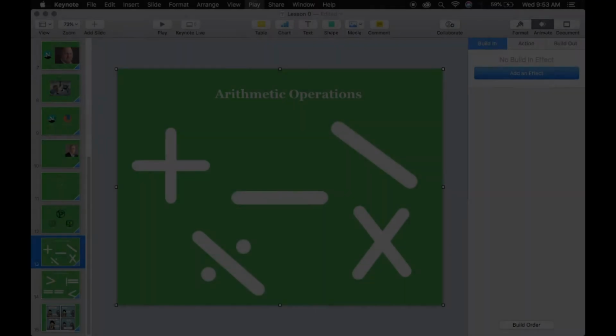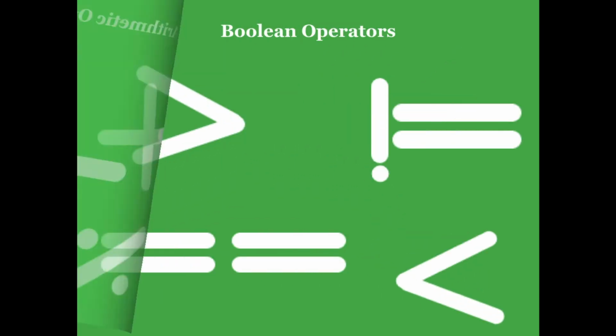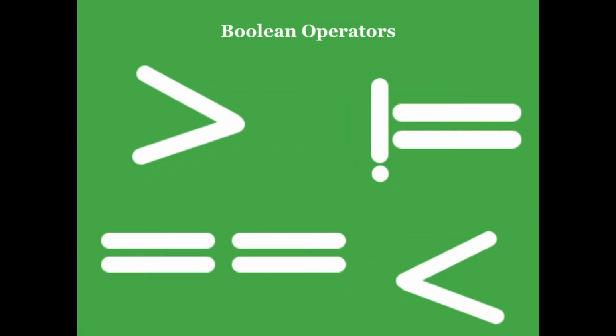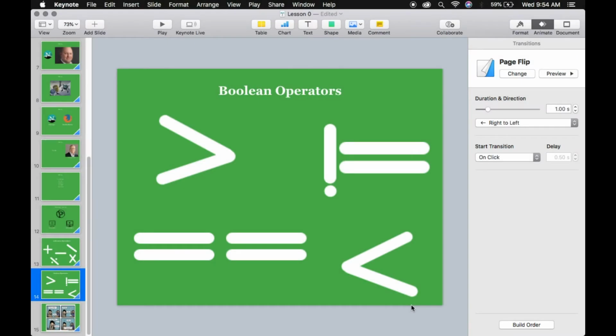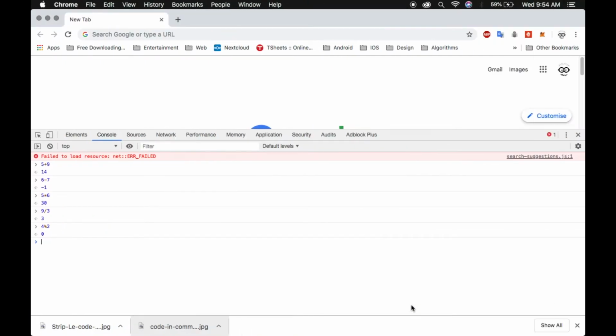Then let's talk about logical operators or the Boolean operators. So these might be new to you, but they are actually there in maths all along. So we have greater than, not equal to, and smaller than. Let's see how these work in JavaScript. I'm gonna go into my console again.